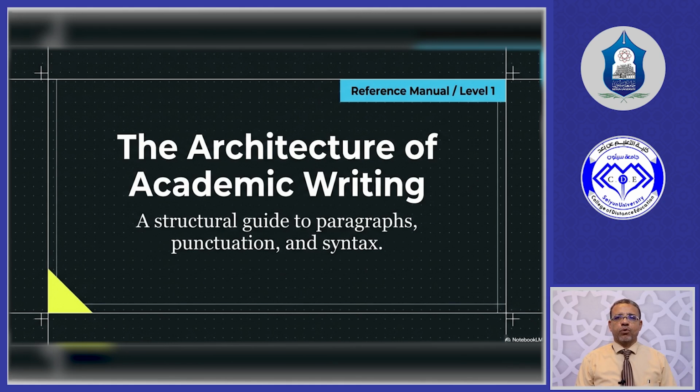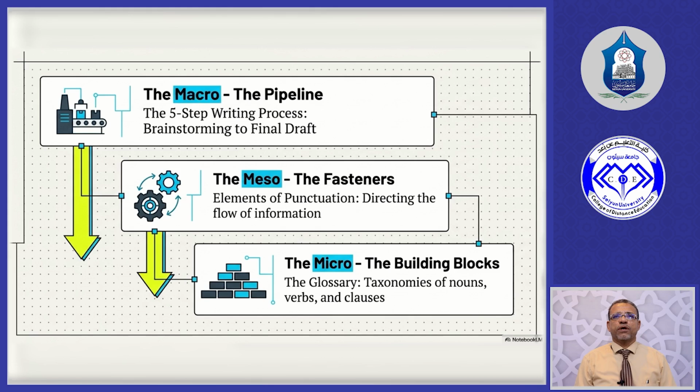Here we wrap up what we have discussed. This is the last session, in which we are going to talk about the architecture of academic writing as a whole: the structure, guide to paragraph, punctuation, and syntax. Let's get started. So first of all, the macro, the pipeline, for example, the 5-step writing process, brainstorming to draft to final.